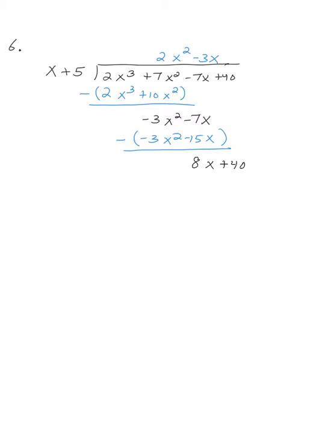I want to cancel an 8x, so I'm going to multiply by 8. Because 8 times x gives me 8x, and 8 times 5 gives me 40. In fact, this works out perfectly. I get the exact same thing sitting here. So when I subtract it, I get a remainder of 0. So we just divided these two polynomials. We ended up with a remainder of 0, and the answer is 2x squared minus 3x plus 8.